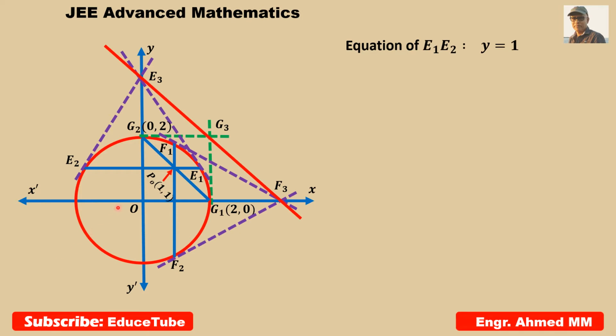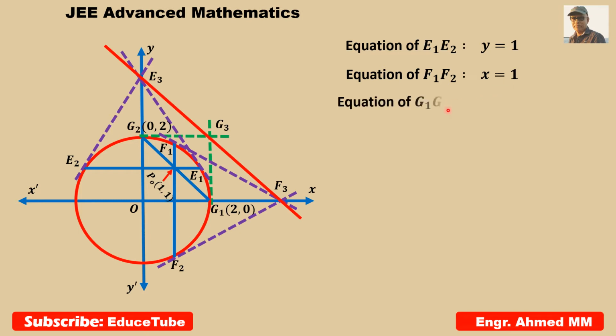Here we are writing some equations, say the equation of this chord E1, E2. Surely it will be y equals 1, because here it shows the distance is 1. So it is parallel to the x-axis at a distance 1. So it is y equals 1. Again for F1, F2, this vertical line parallel to the y-axis, surely the equation will be x equals 1, seeing these points. So x equals 1.